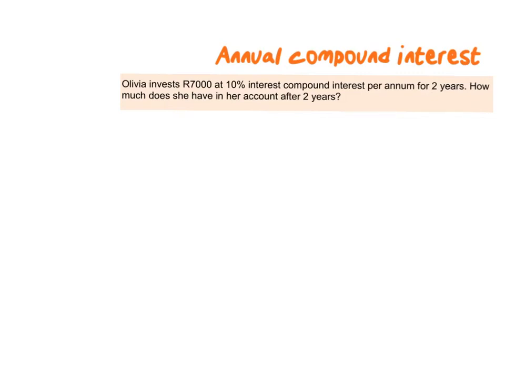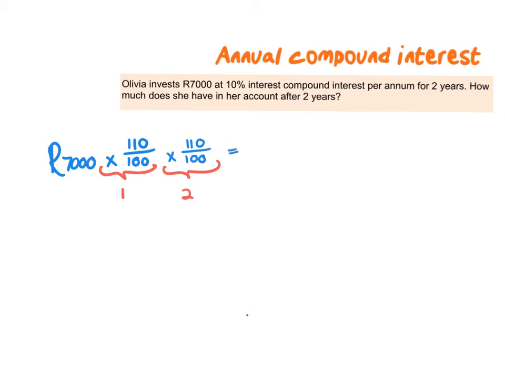Let's consider this example of annual compound interest. If Olivia invests R7,000 at 10% compound interest for a period of 2 years, and the interest is per annum, then we are going to increase it by 10%. I hope by now you're okay that I just write 110%. So this is for the first year. And on this, it increases with another 10% for the next year. So very similar to our previous example where we add 10%, get an answer, and then add 10% on again. This is just a slightly shorter way of working it out.